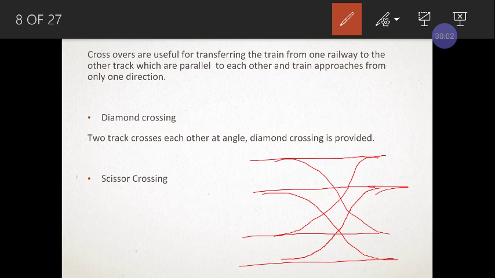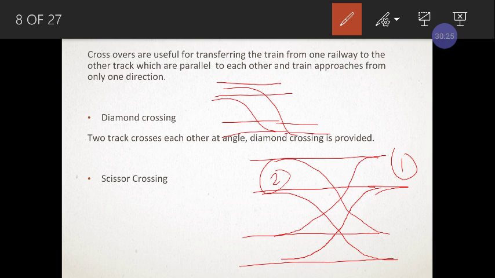So this is the one crossover, and this is the second crossover, between the main parallel tracks. There are two crossovers. In the first case, it was only one crossover, like this, right? There is only one crossover here. When there are two crossovers overlapping each other, it makes the shape of a scissor, or it is also called double crossings, because there are two crossings, right? One and two. So it is called double crossings.